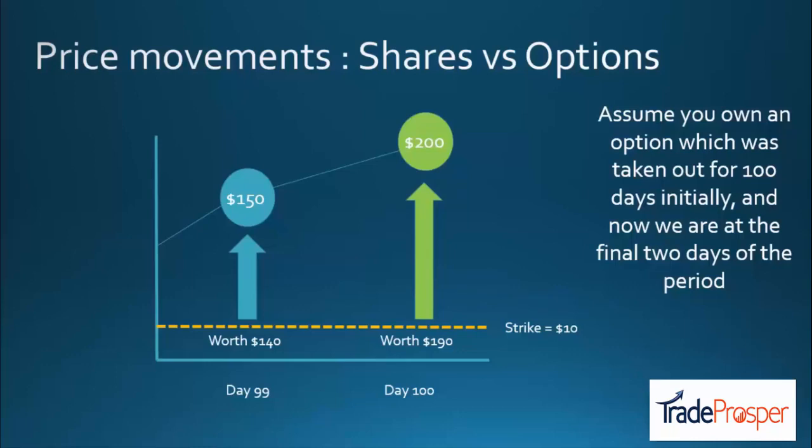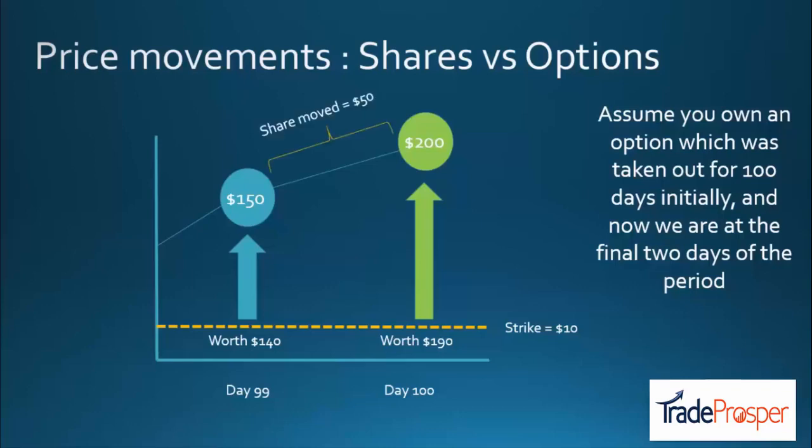We own the right to buy the share at $10. So by spending $10, we're going to be able to buy something that's worth $200. So that is worth in and of itself $190. Because remember, this is the final day. Today we're exercising the option. We don't have anything else to worry about.